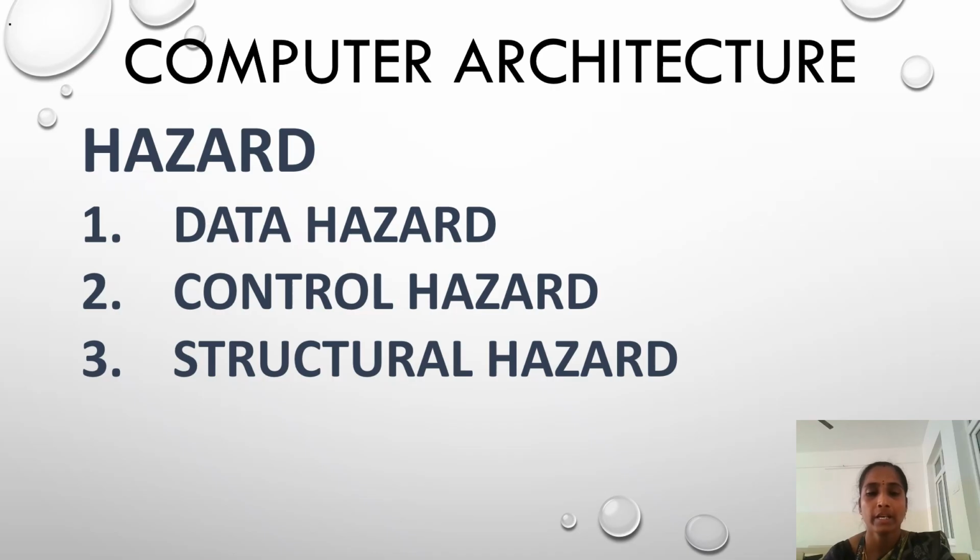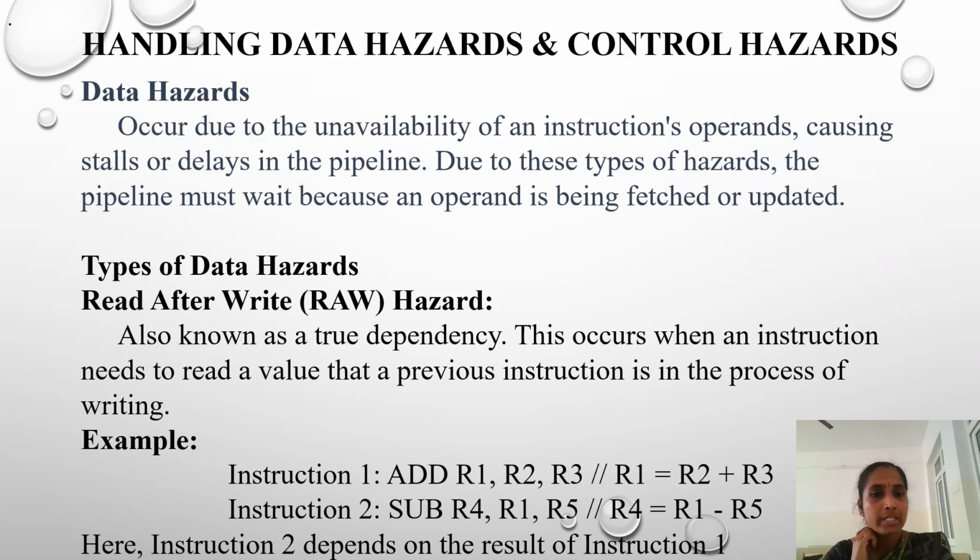Primarily, it is categorized into three different hazards. The first one is data hazard, second one is control hazard, third one is the structural hazard. We are going to see in detail. The first one is the data hazards.